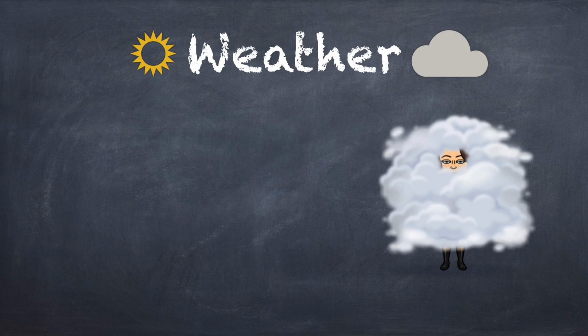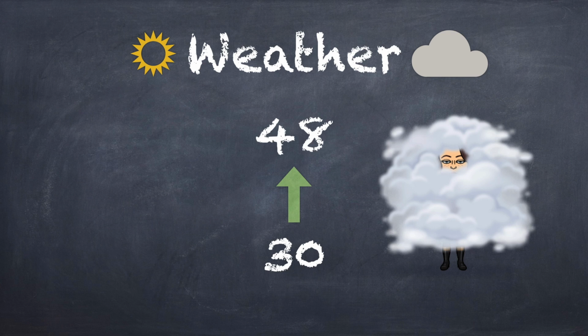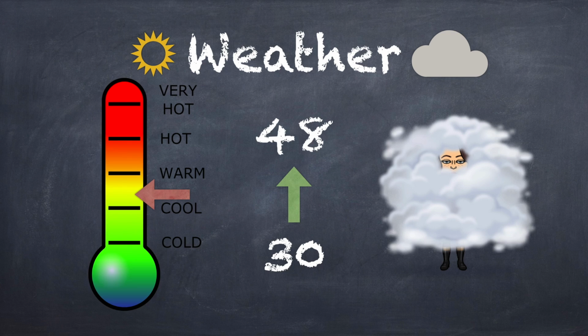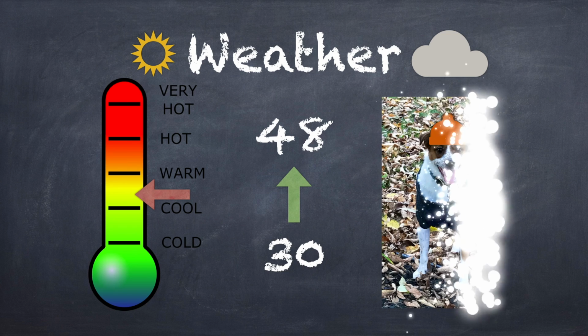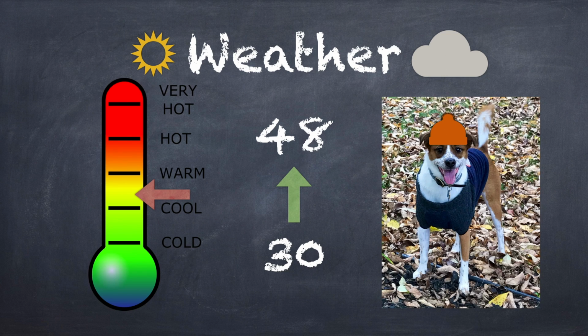The temperature started off at a chilly 30 degrees Fahrenheit and will go up to about 48 degrees. So that puts us in the cool, warm zone. So it's not really warm out yet, but it's not cold either. So if you're going to go outside today, take a tip from my pal Oscar and put on a sweater and maybe even a little hat to keep your noggin warm.